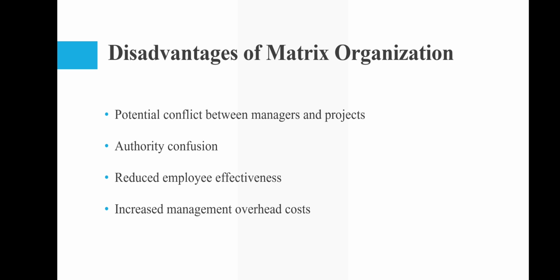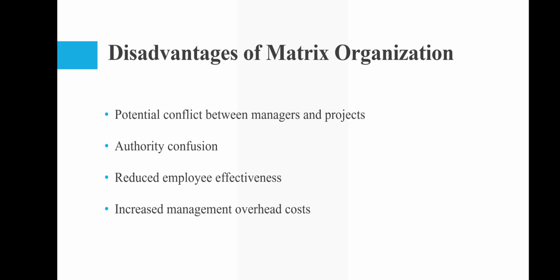Yes, when there are two bosses, definitely conflict will arise, and as a result it will affect the projects and the organization. Authority confusion. Yes, the people are confused about whom they should report to, either the functional manager, the departmental manager, or the project manager. This reduces employee effectiveness, and it will discourage the employees from working with their heart.